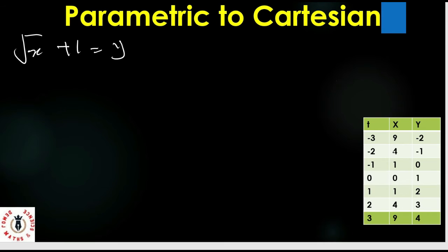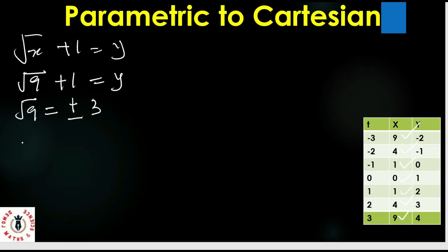I want us to start with each value of x. When x is 9, we look at when x is 4, when x is 1, when x is 0. The 1 is repeating itself, 4 repeating itself, and 9 repeating itself. Now, when x is 9, I'll be taking the square root of 9 plus 1, which is equal to y. The square root of 9 is actually plus or minus 3. I'm taking it one by one so that you can have a feel of it. When it is plus 3, then my y value will be plus 3 plus 1, which is the same thing as 4.